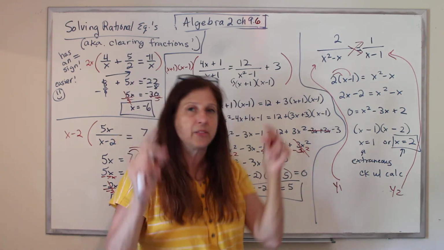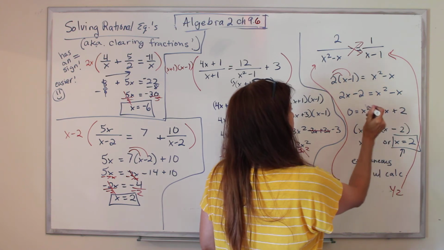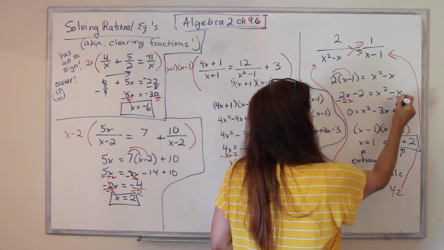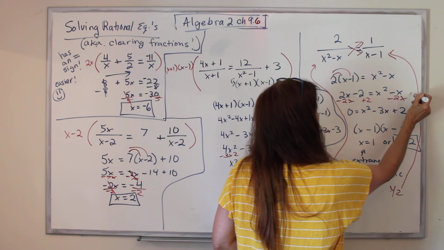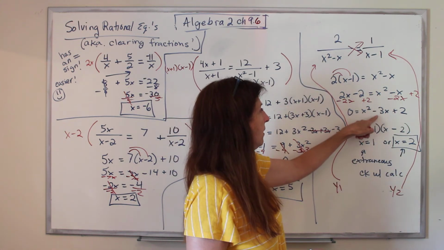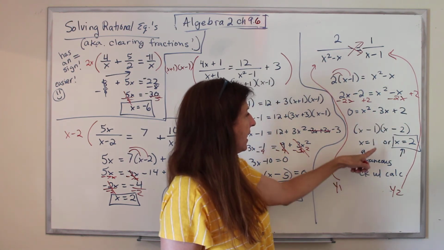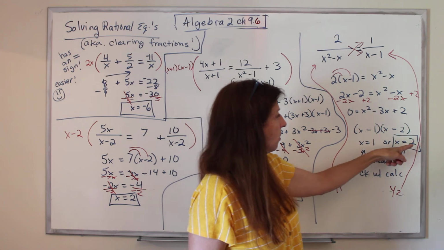Now I gather up my terms. Okay, and so now I'm going to go this way with it. So I'm going to do minus 2x plus 2. And I get 0 equals x squared minus 3x plus 2, and I factor it. And I get that x can be 1 or 2.